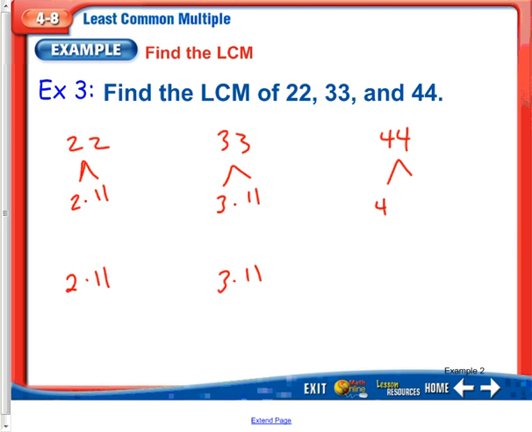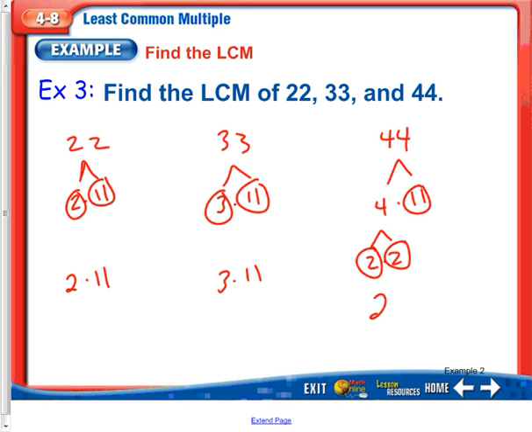And here we're going to have 4 times 11, but then we need to break that 4 apart into 2 times 2. So what I did forget to do here is circle all my primes. They were all primes, so that's kind of why I didn't do it. But here now I have all these primes. Now when we rewrite this, I'm going to have 2 squared times 11.